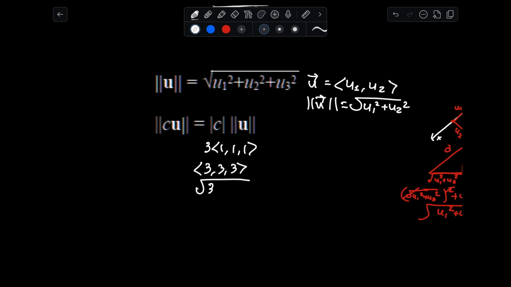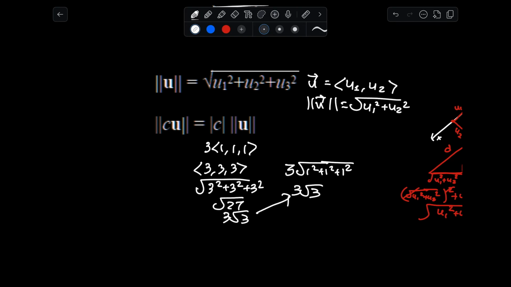The magnitude of this would be just 3 squared plus 3 squared plus 3 squared. That's just root 27, or 3 root 3. But if we had this originally, we just had it out like this, it would be 3 times the square root of 1 squared plus 1 squared plus 1 squared. That just gets us 3 root 3. These two results are just the same thing.